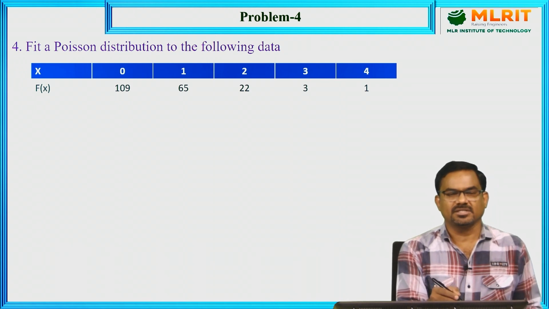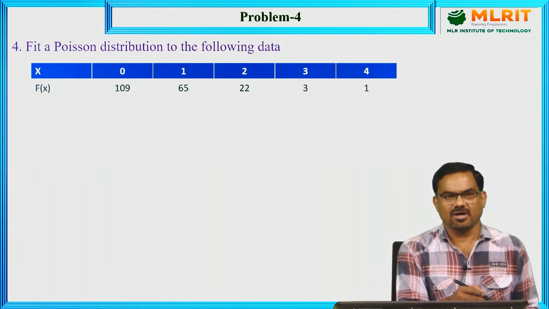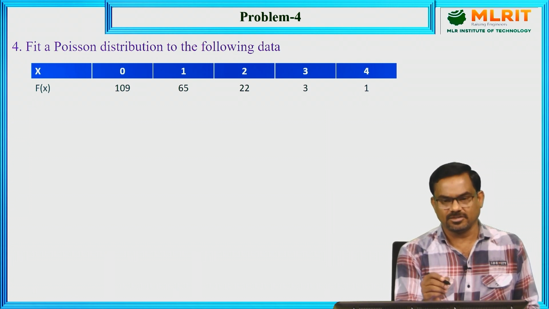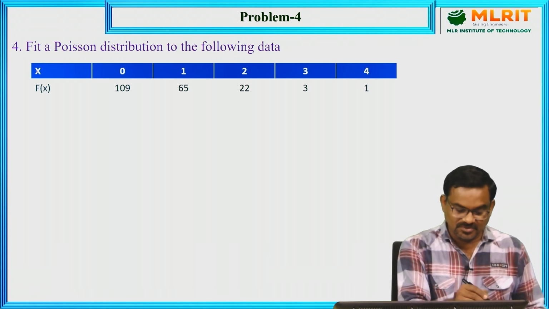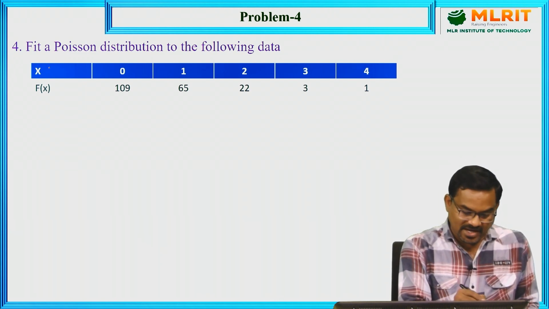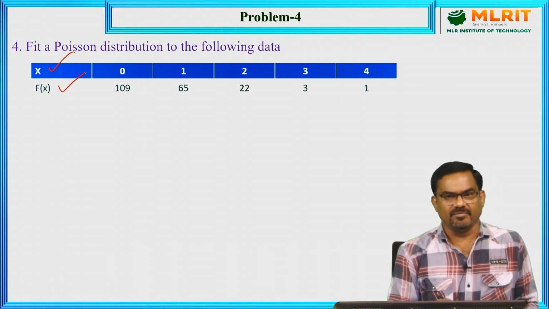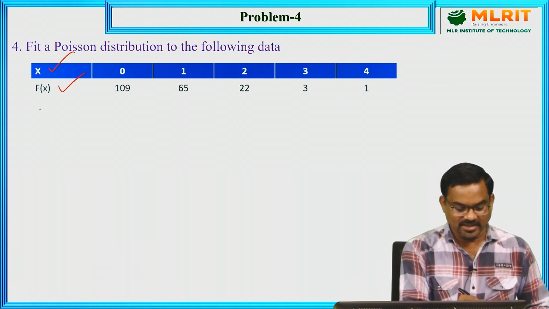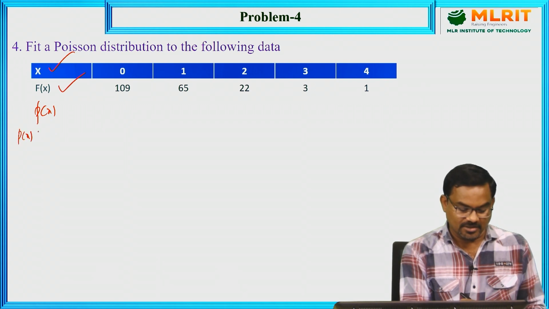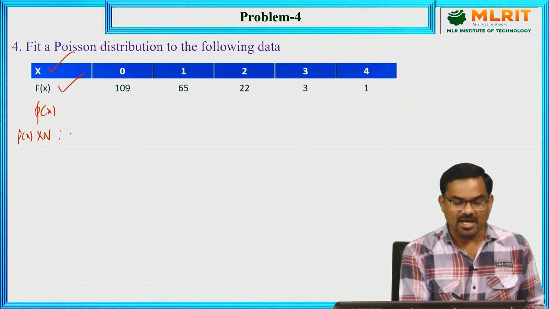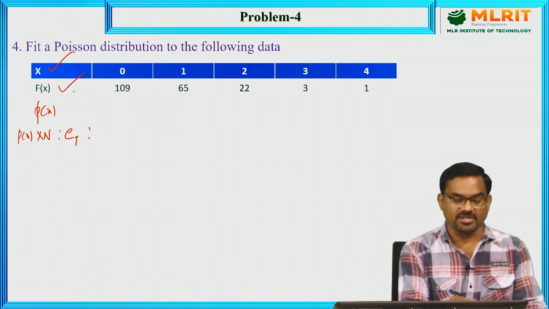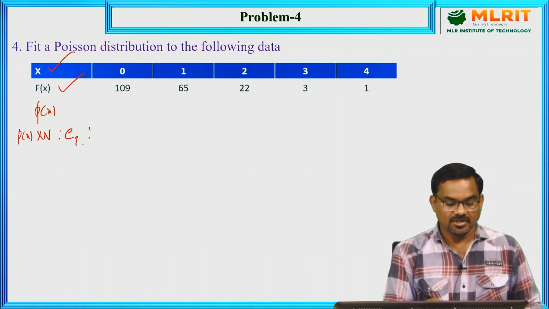Now coming to the next problem, fit a Poisson distribution to the following data. Already we have discussed this in the previous concept, binomial distribution. To fit a particular theoretical distribution to a given frequency distribution, here x values and corresponding frequencies are given. We have to find the corresponding probabilities and then multiply each probability with total frequency, that gives the expected frequencies, Eis. These are observed frequencies and these are expected frequencies.